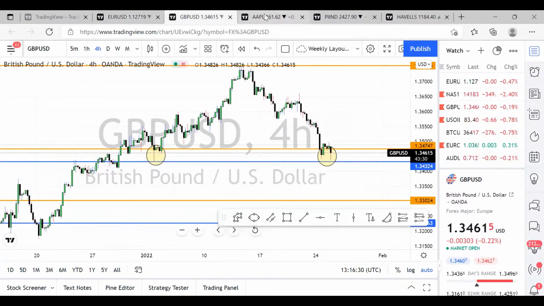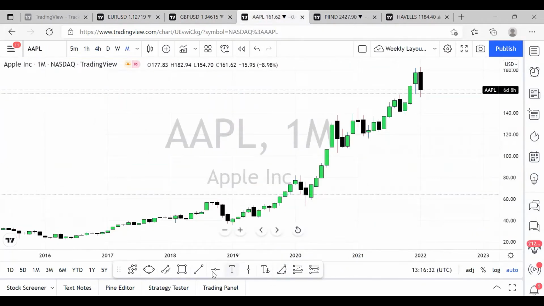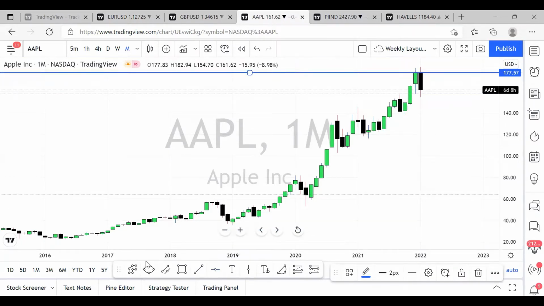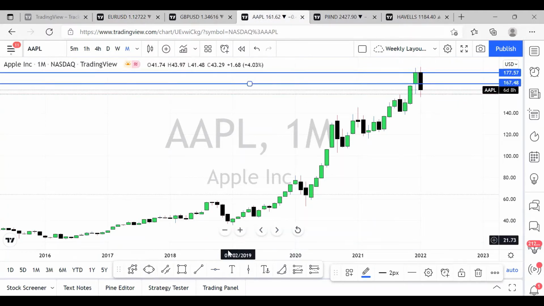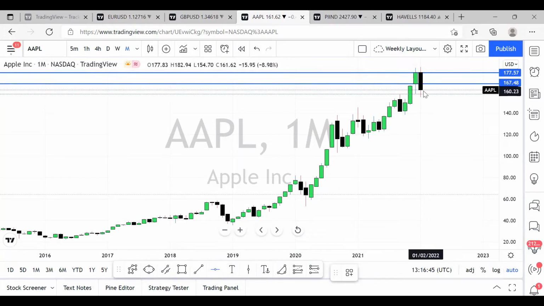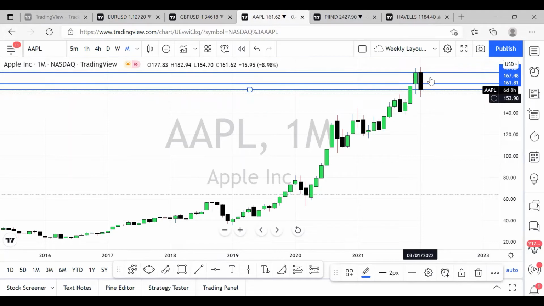Okay. Now let's look at how Apple is moving at the moment. Okay. So first of all, mark the zones. Mark the zones of what's really happened. And then from that, we can come up with a plan of what's really going on. So as you can see straight away on the monthly, on Apple stock, it is on a bearish momentum. So the overall body of the candle is larger than the wicks itself.